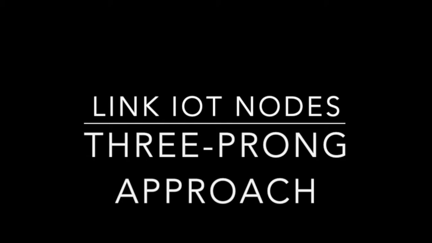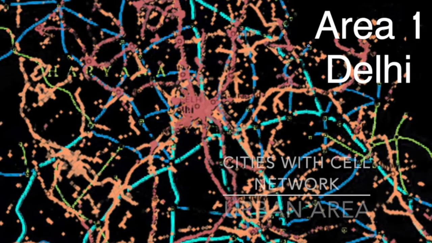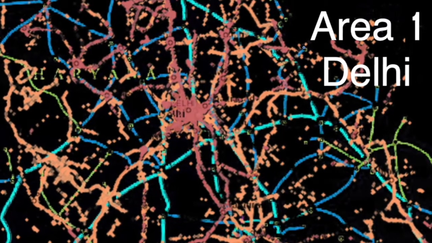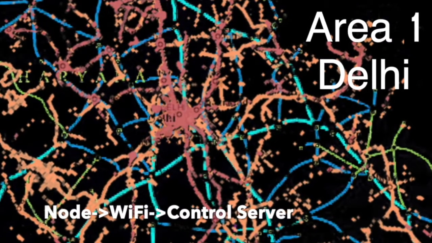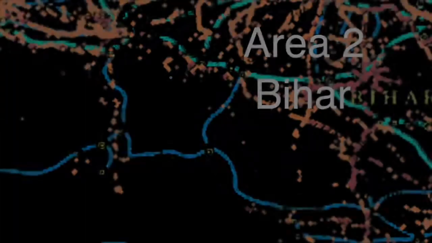After assessing the train network and the network coverage of India, we have devised a three-pronged approach to link IoT nodes across India, so as to provide a more efficient and elegant way to monitor the track conditions. Prong 1. For nodes placed in urban environments, such as cities with cell networks, the node will transmit data collected from the sensor group via Wi-Fi to the control server.